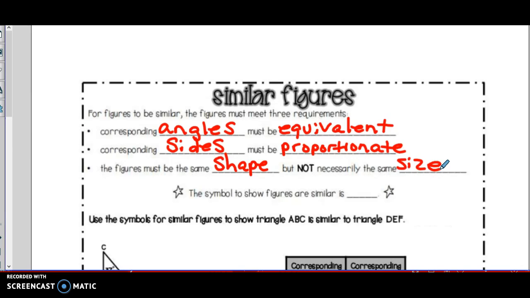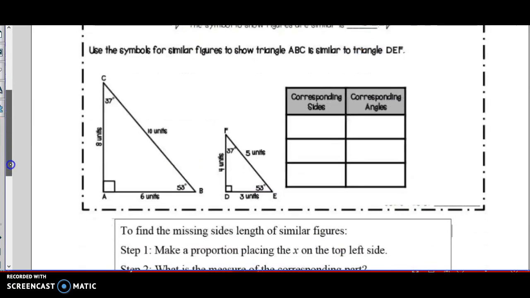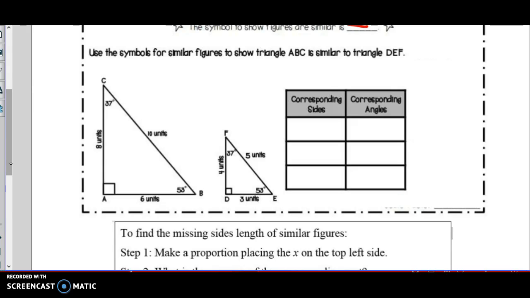And the symbol to show figures are similar is the equal sign with this little symbol above it. That means that they are proportionate, they have equivalent angles, they're the same shape, but not necessarily the same size. So now let's take a look at this example. It says, use the symbols for similar figures to show triangle ABC is similar to triangle DEF.